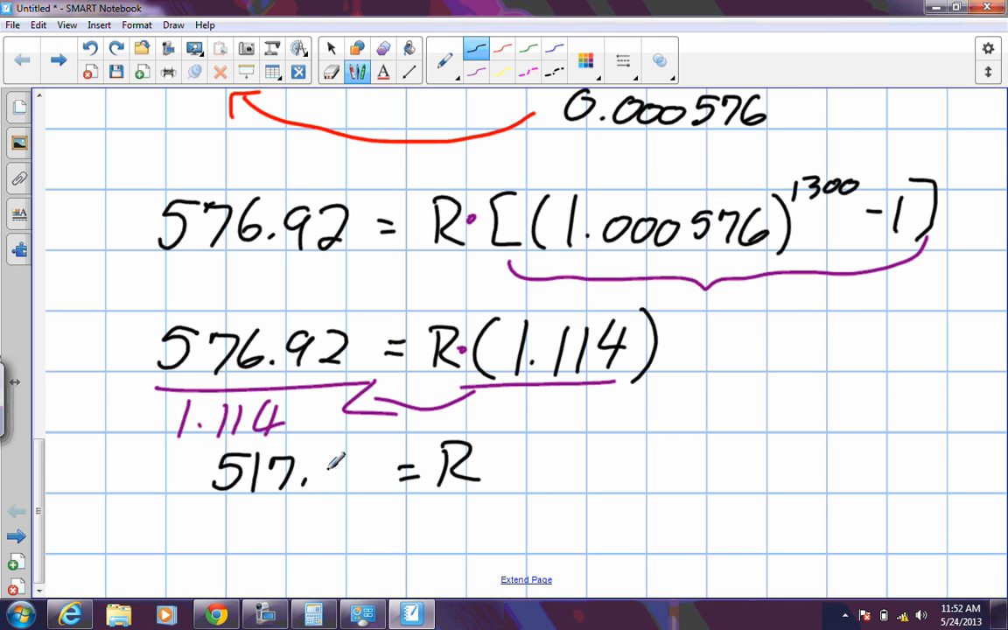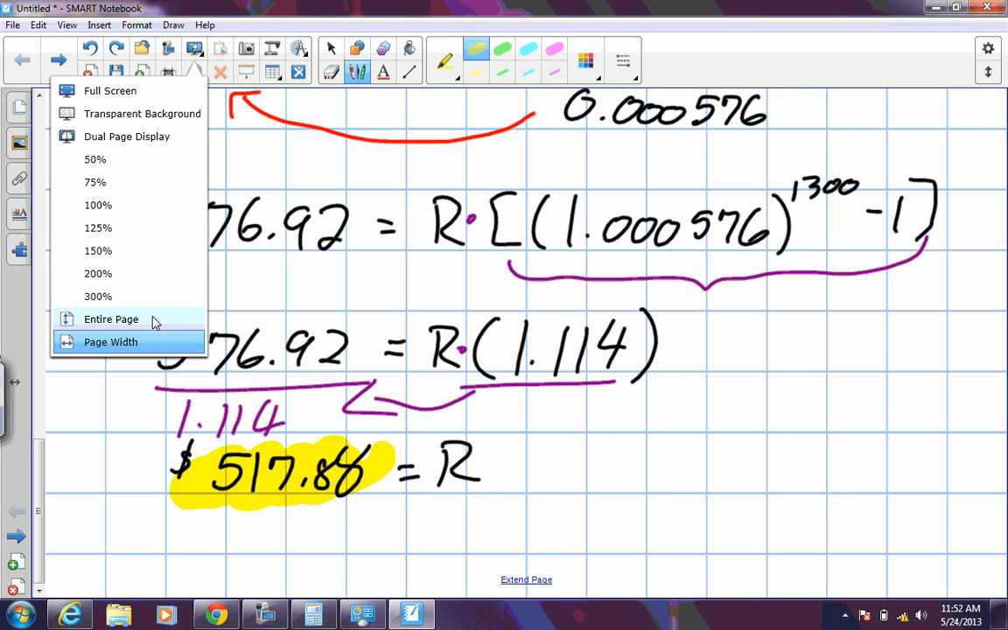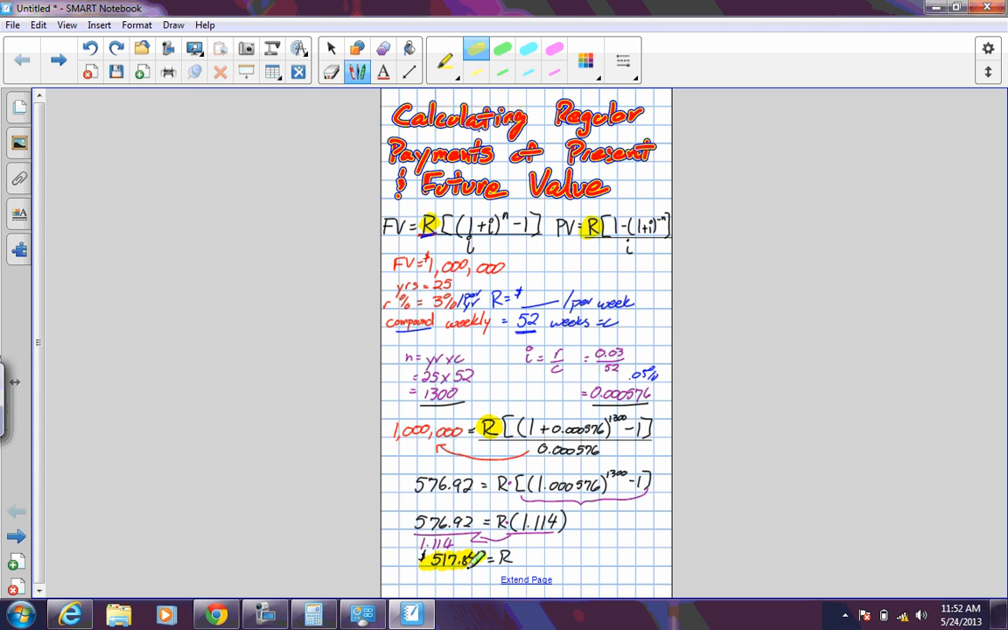So what that means in our bank account is if we invest $517 every week for 25 years, we'll have $1 million in our bank account. It's a pretty long time.